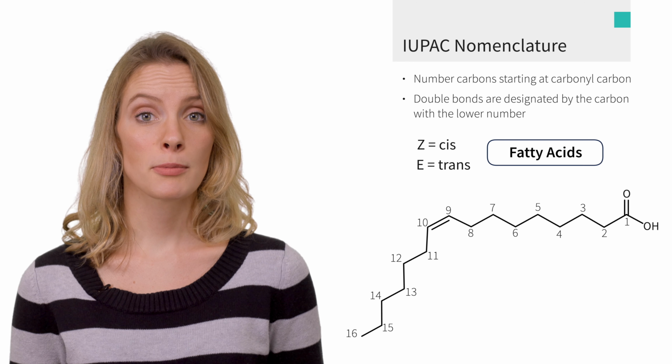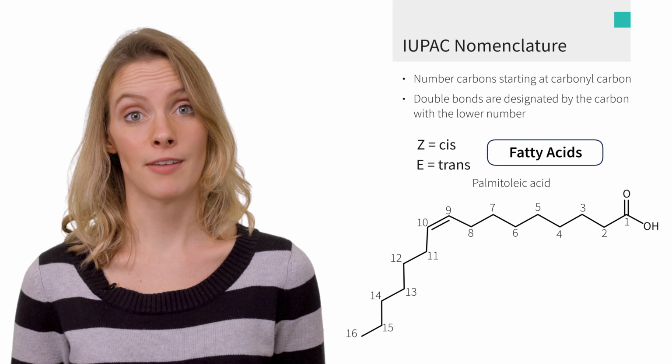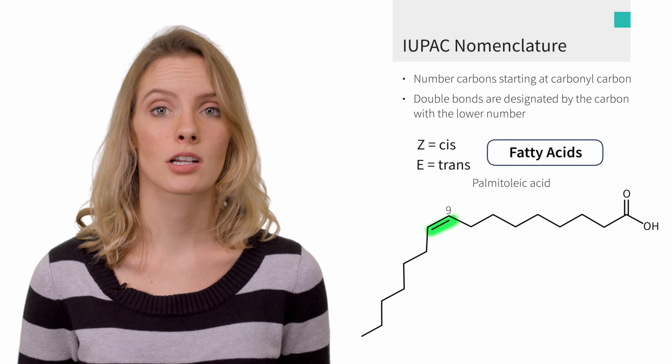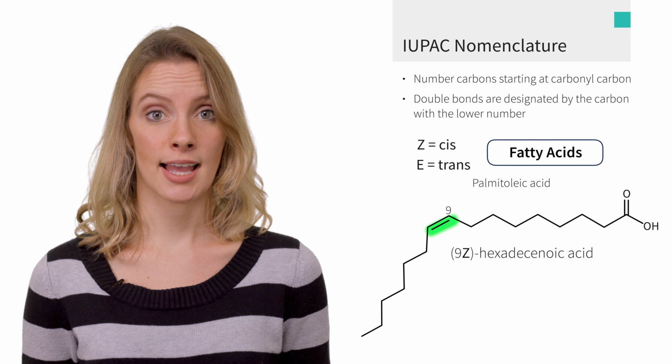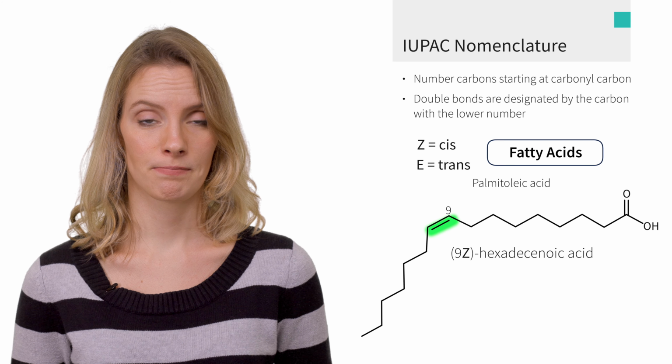For example, palmitoleic acid is a 16-carbon fatty acid with one cis double bond at carbon 9 of its structure. In the IUPAC system, it's called 9Z-hexadecenoic acid.